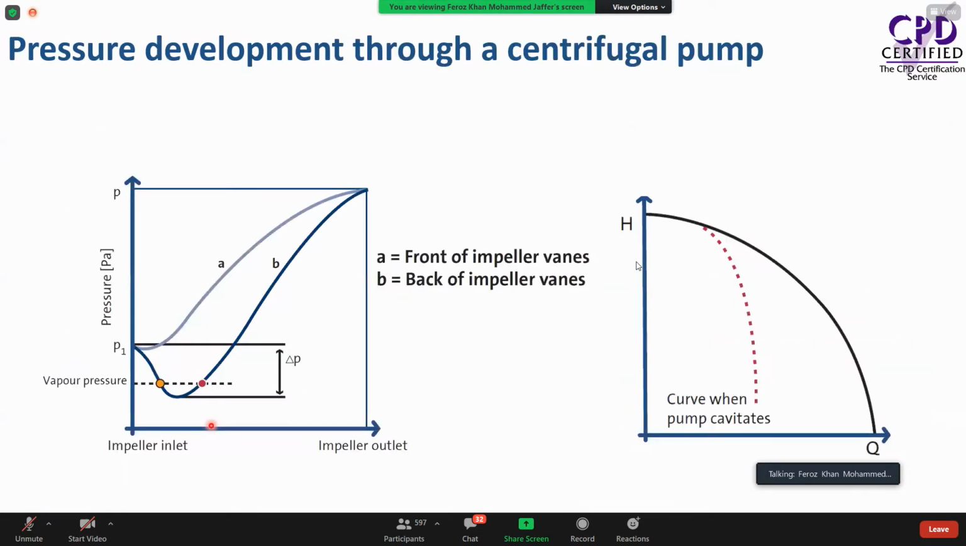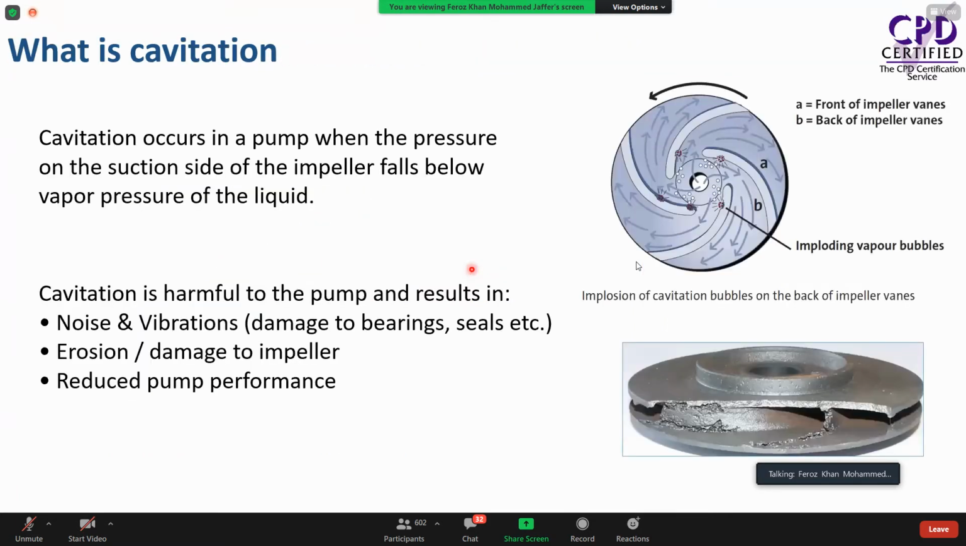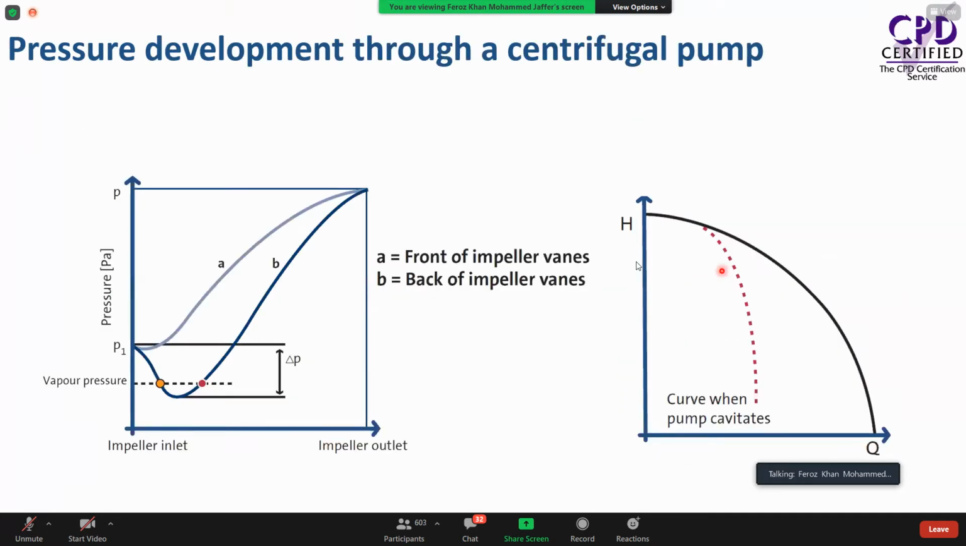Let's look at how it happens theoretically. We'll go back to the previous slide. So A is basically the front of the impeller vane, and B is the back of the impeller vane, as you can see from this picture. A is the front side of the impeller. Here, nothing will happen. This side will mostly be under pressure, but the back side of the impeller vane will create some vacuum to pull the water.